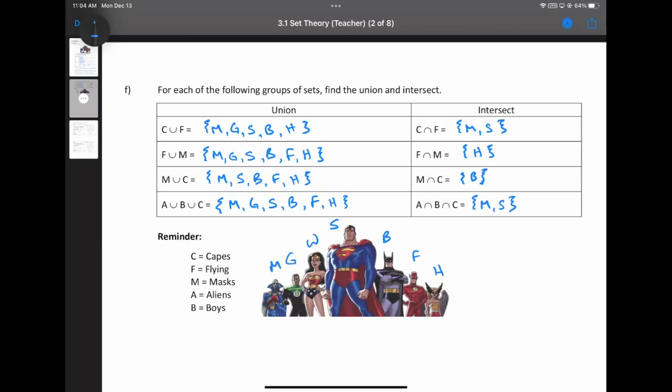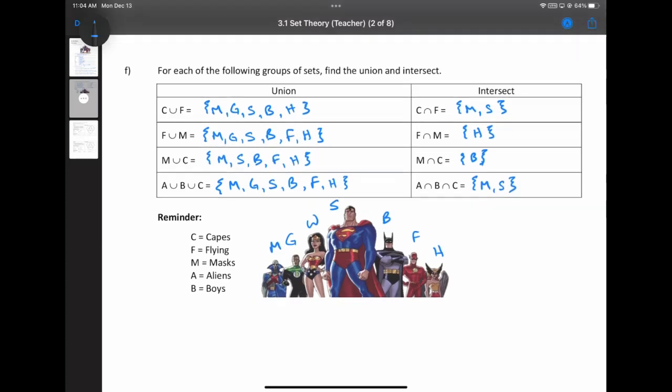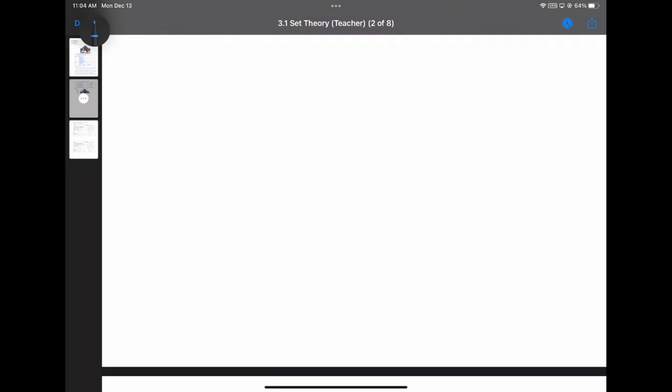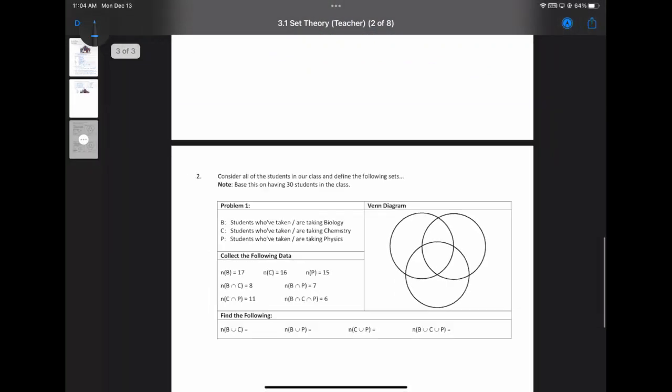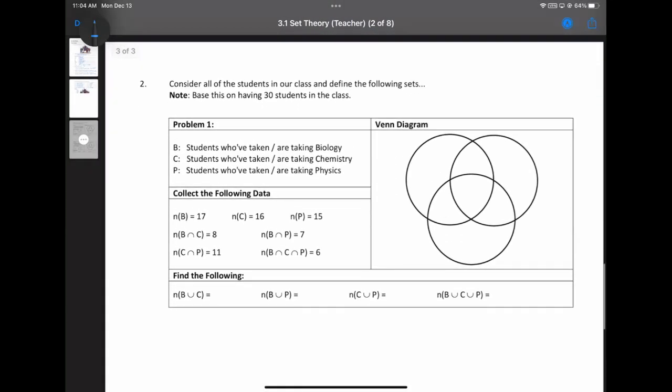Okay, so that's pretty much how we apply these ideas of sets, things in sets, intersects, unions, and the other terminology that we learned. Now let's actually go to some problem-solving type problems. Skip down to a whole new page here. And we're going to basically make some Venn diagrams with some information.